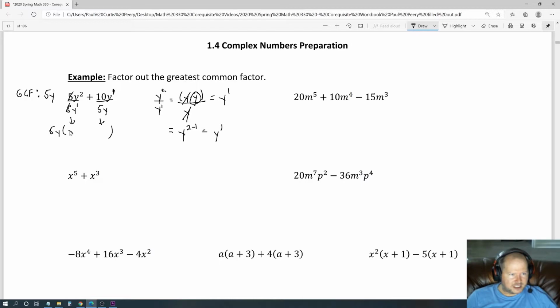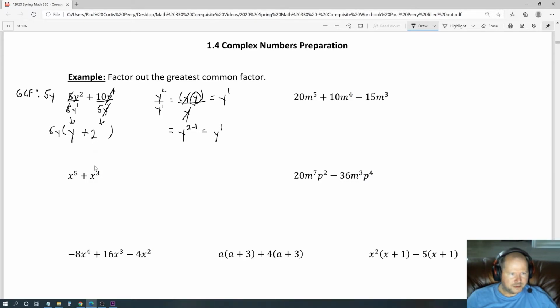Okay, so what this does is it leaves us a y. Over here we say 10 divided by 5, which leaves us a 2. It's a positive 10 divided by a positive 5, which leaves us a positive 2. And now y to the first divided by y to the first simply cancel out. So you end up with 5y multiplied by y plus 2.